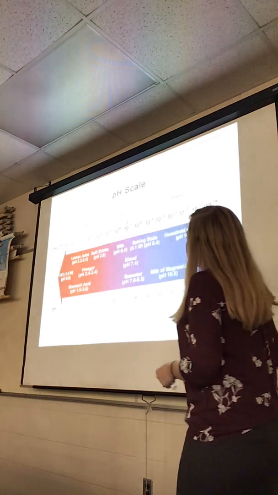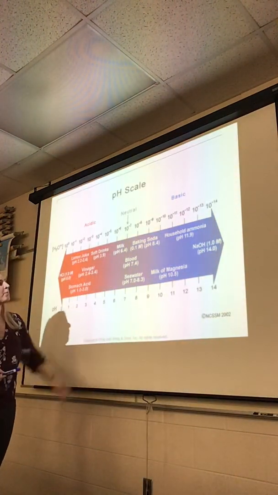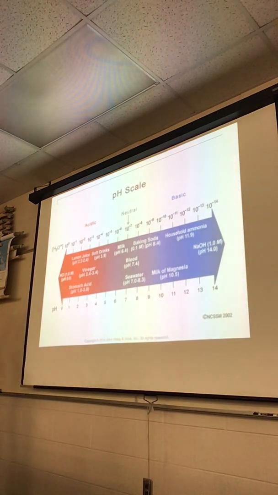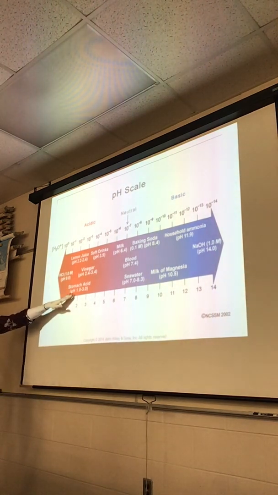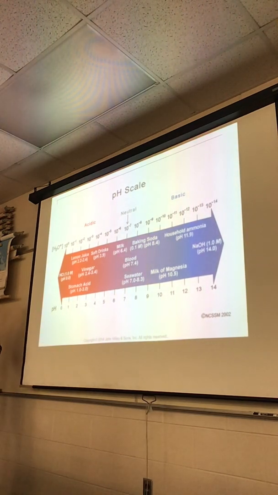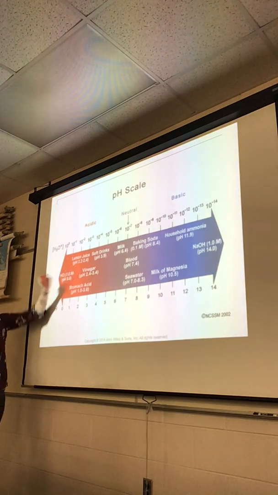Here's some examples. Again, I said blood is pretty neutral. Seawater 7 to 8.3. Here we see stomach acid is a 1 to 3 pH. Is stomach acid considered a weak acid or a very strong acid? It's very strong. So the lining of the stomach is made so it's very protected, so that over time the stomach acid doesn't eat through your stomach.